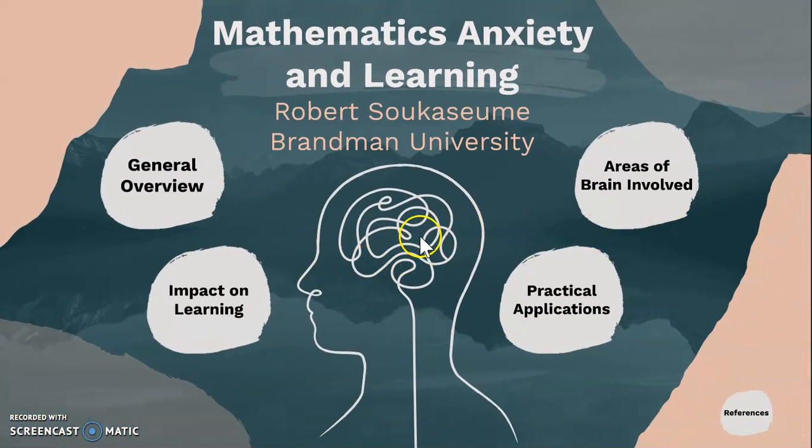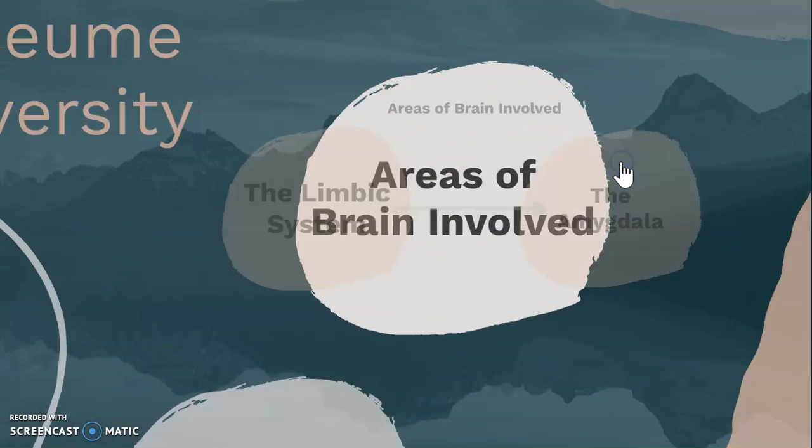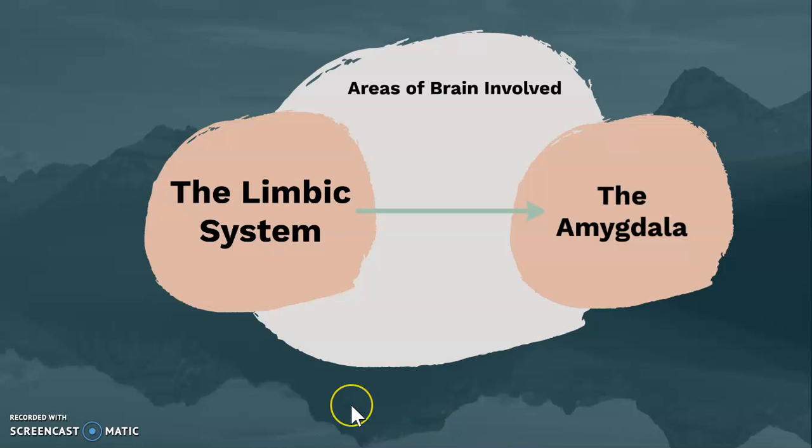We're going to move to the areas of the brain involved. In general, math anxiety generally involves the limbic system, specifically the amygdala, but we will come back to that later.